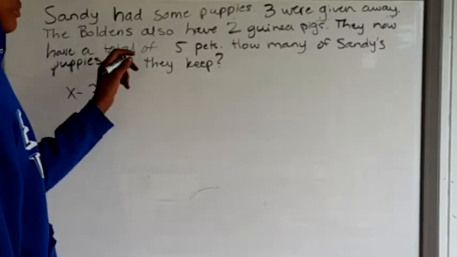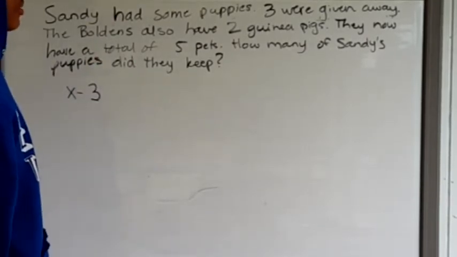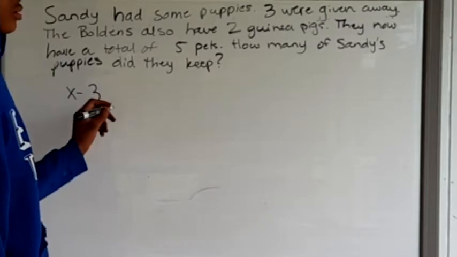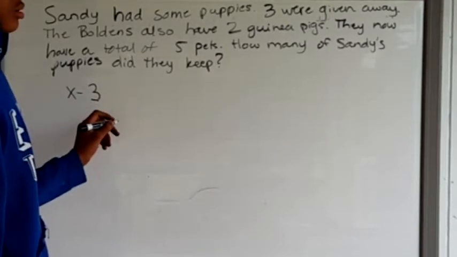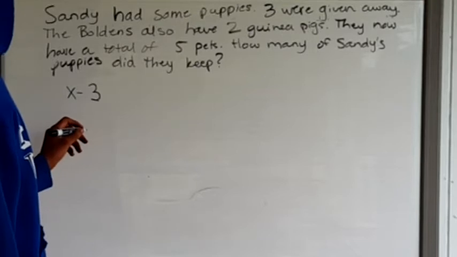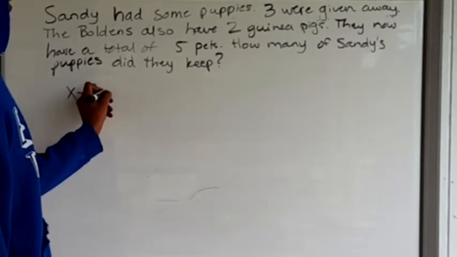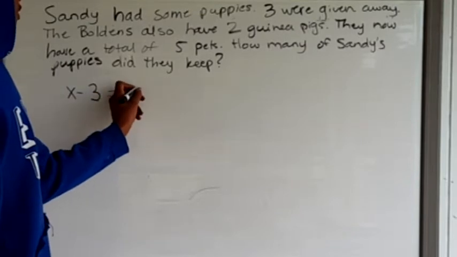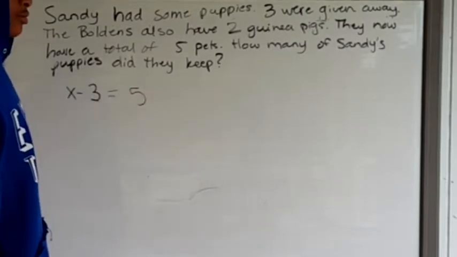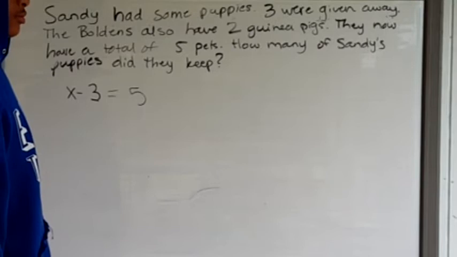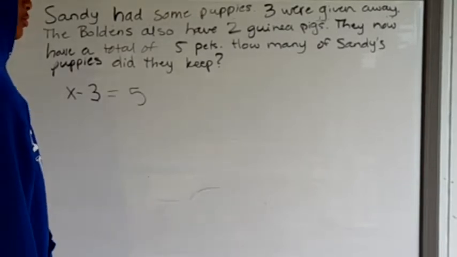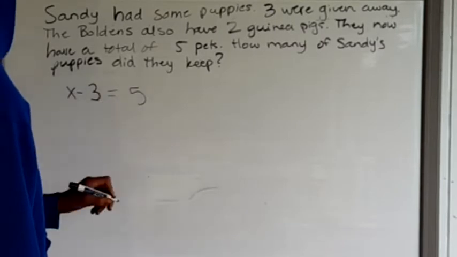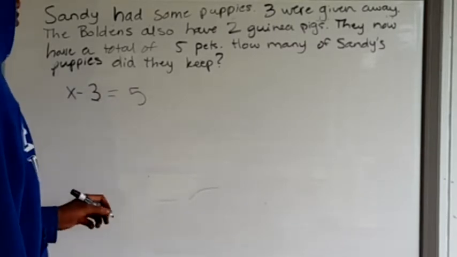The Bowdens also have 2 guinea pigs. They now have a total of 5 pets. How many were Sandy's puppies? Work backwards.